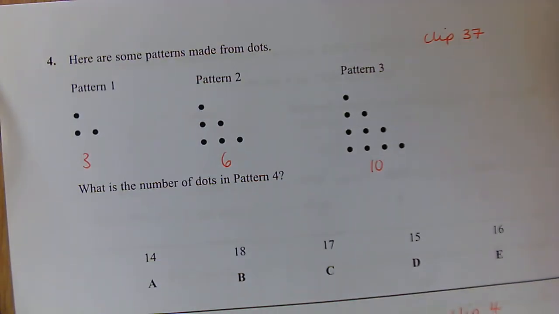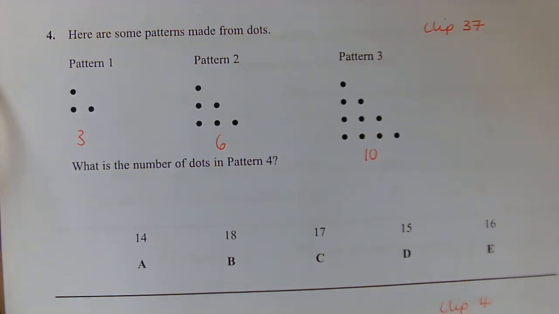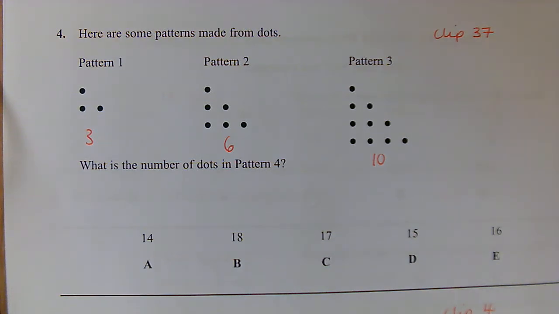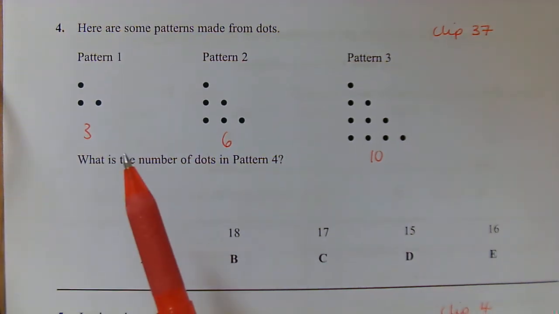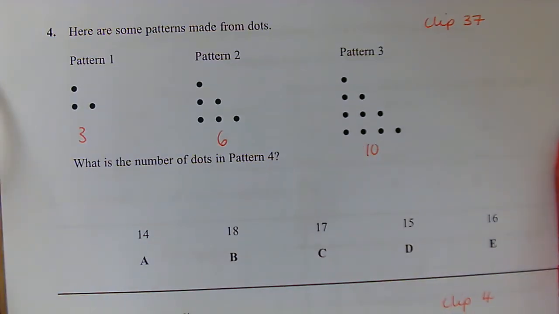Question 4, another sequences question. So we can count the number of dots. We've got 3, 6, 10. You might recognise them as our triangular numbers. If not, we're adding 3 each time, then 4 each time, then the next one we'd add 5, so we'd end up with 15.